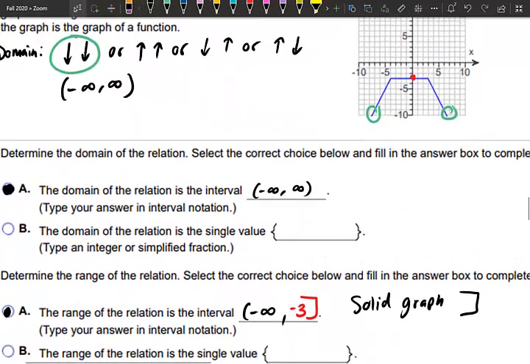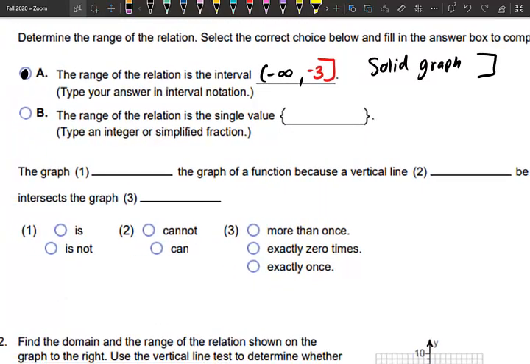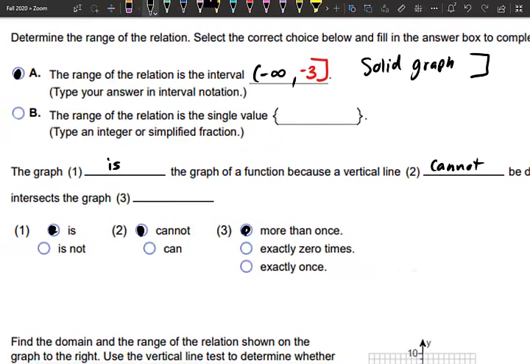Now we need to know, is this a function? Well, this looks just like a parabola, it just looks a little different. So this is a function. So the graph is the graph of a function because a vertical line cannot be drawn so that it intersects the graph more than once. Number 3 is always going to be the same answer. If it is a function, it's "is" and "cannot," and if it's not a function, it's "is not" and "can." You're going to see an example of that coming up.